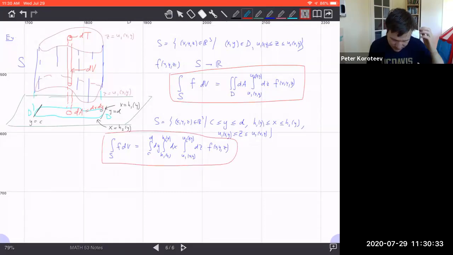And alternatively, you can do this double integral if you have the set D in the xy plane, which is bounded in a different direction. So it can be bounded by graphs y equals some function of x, so y equals h1 of x and y equals h2 of x, and x is bounded between two numbers. Then you would just do a similar calculation of the double integral.